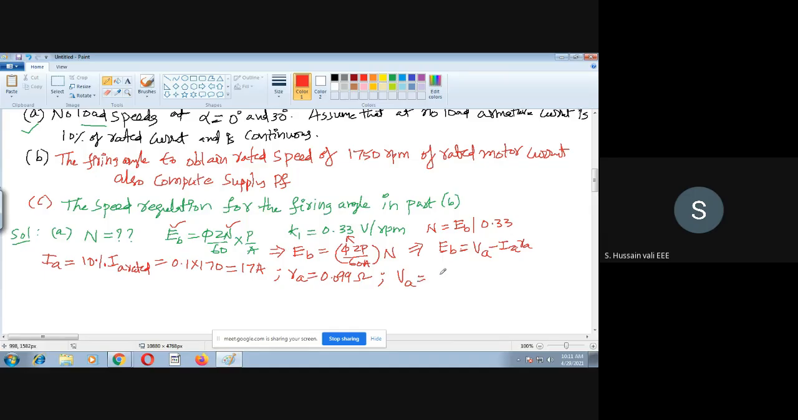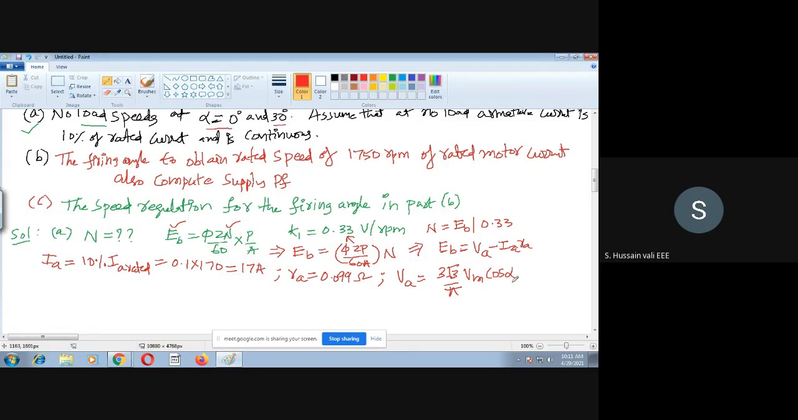What is the output of the full converter? Just now I have given one equation to you: 3 root 3 by pi into Vm into cos alpha. This is the equation we know. Now, in the problem you have to find out the speed for two cases, alpha equal to 0 and alpha equal to 30. So one by one, we will find out.